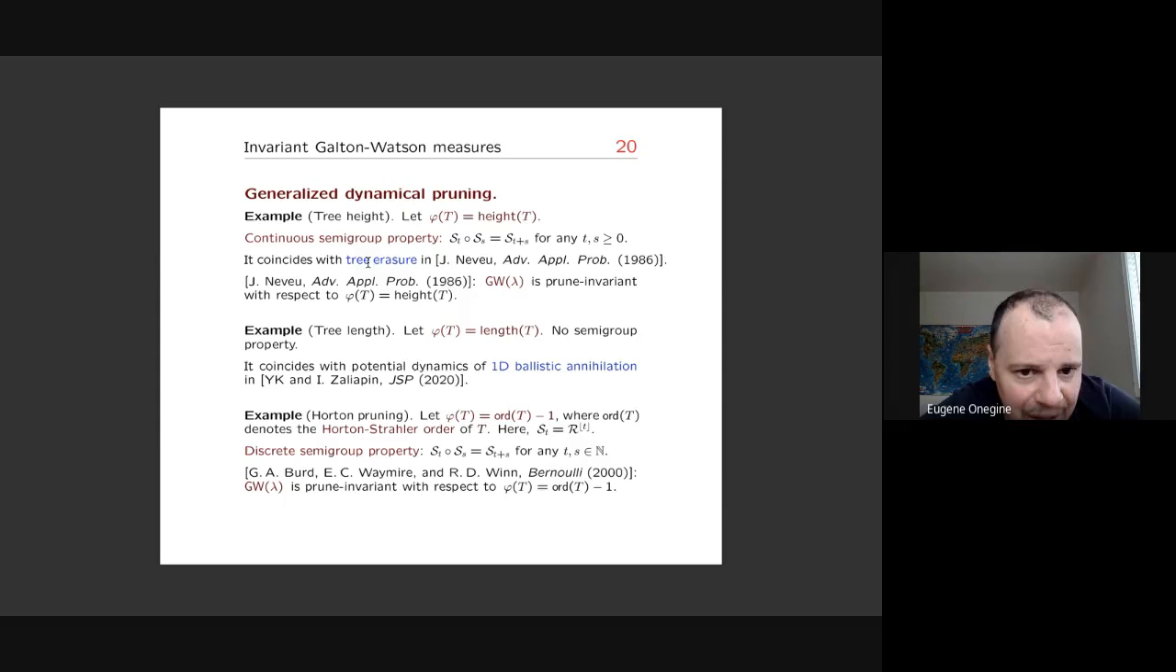Say, if you look at phi of t being the length function, we show that the dynamics on the tree corresponds to 1D continuum ballistic annihilation, and we show the invariance of Galton-Watson trees under this pruning. There are interesting semi-group properties satisfied when phi is equal to the height function, but not satisfied when phi is the length function.